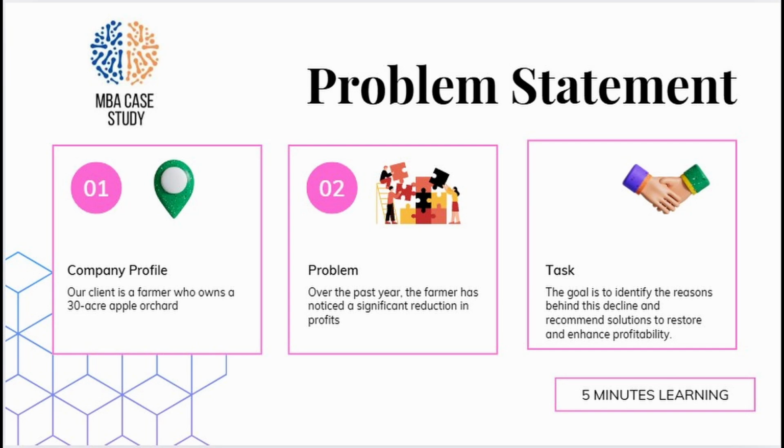Lately, however, Bob's profits have been dwindling. The apples are just as delicious, but his bottom line tells a different story. What's going wrong? Sounds like a juicy problem, right? This, my friends, is a classic business case study.